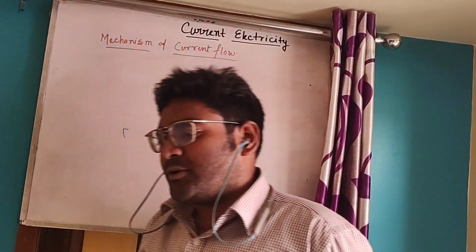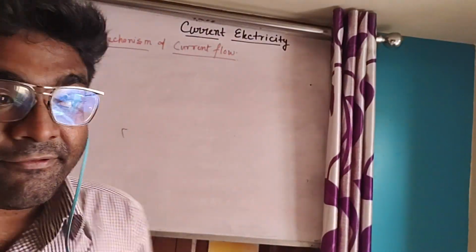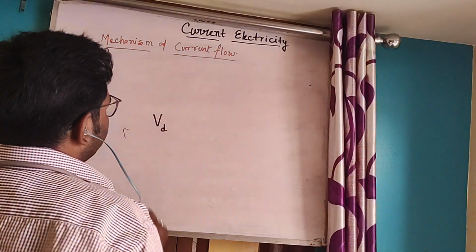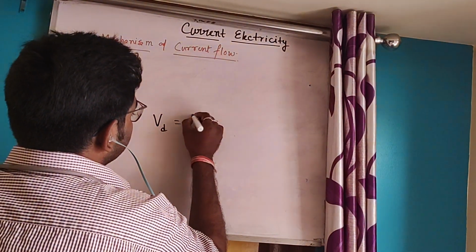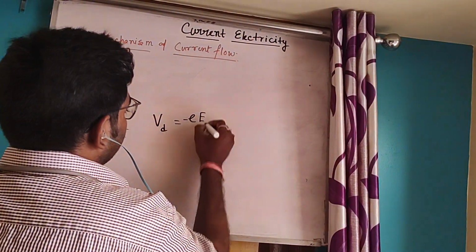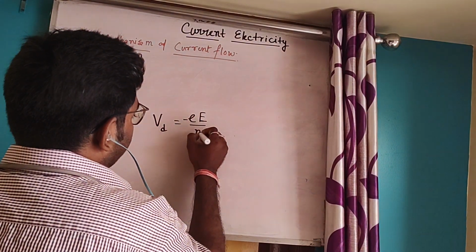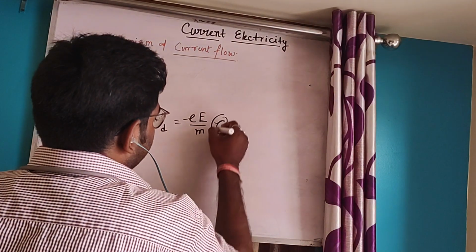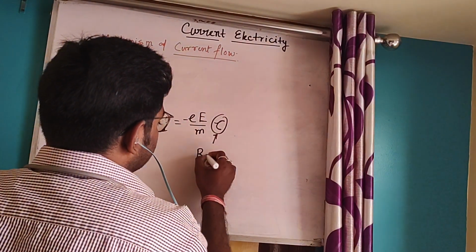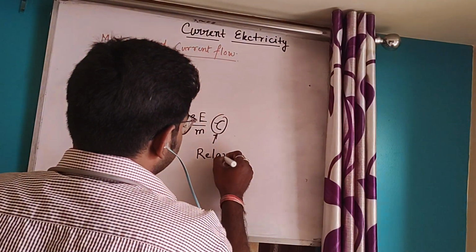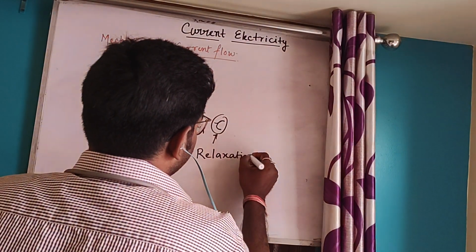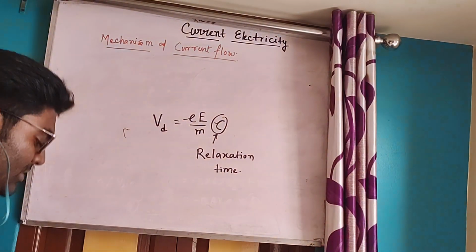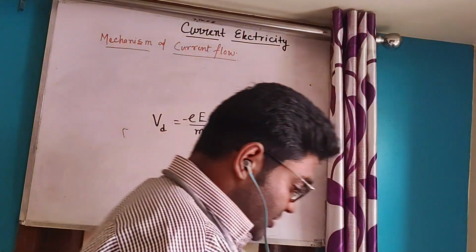So in the previous video, we ended up with this equation, that means the drift velocity is equal to minus E, the electric field, by m into tau. What is tau? Tau is the relaxation time that we have discussed in the previous class.